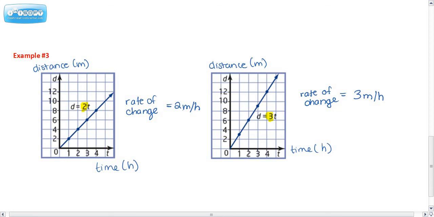So the rate of change can help us figure out how fast something is changing compared to a specific other variable, which in this case was time.